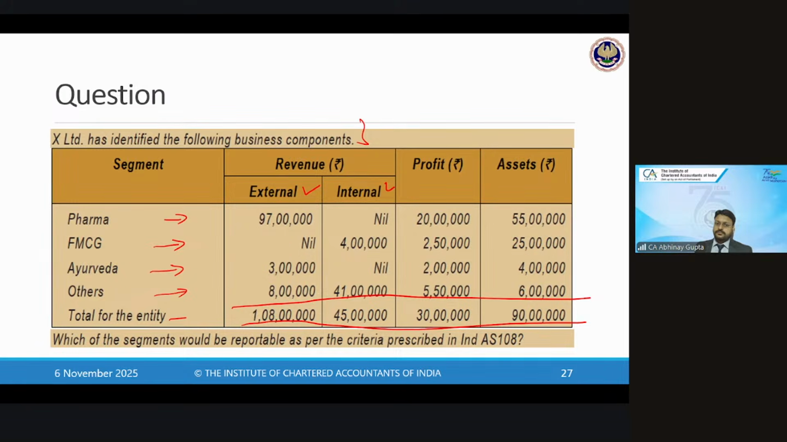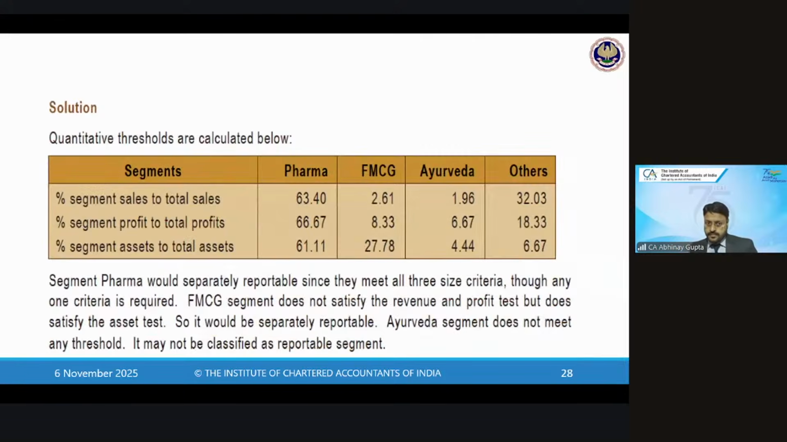So I think pharma, FMCG, and others are the reportable ones. Others is anyway reportable, otherwise the reconciliation will not be possible. If you look one by one, on the revenue test, pharma is reportable, FMCG is not reportable, others reportable. On the profit line, pharma is reportable, others reportable. And on the asset test, pharma and FMCG are reportable, others not reportable. And overall, Ayurveda is not reportable.